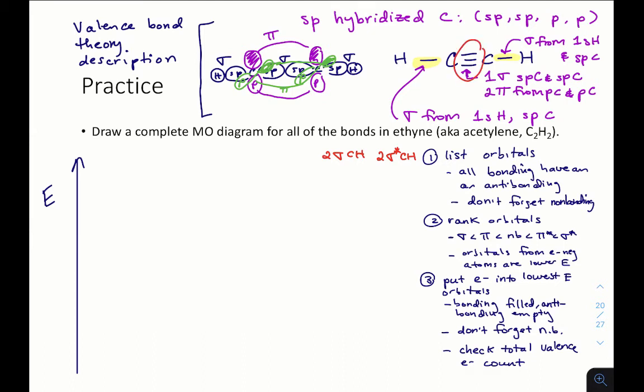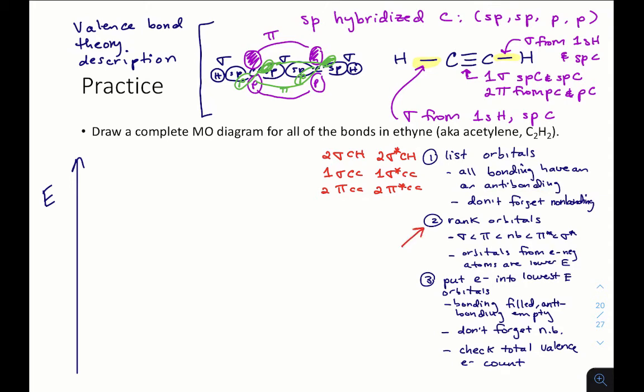Next, we have the CC bonding interaction. There's the 1 sigma CC and also a sigma star CC. Then 2 pi interactions, so 2 pi CC orbitals and 2 pi star CCs. Now, don't forget non-bonding electrons is the next tip I've given you here. There are no lone pairs, there are no non-bonding electrons for this example, but in the next example, we will need to apply this tip.